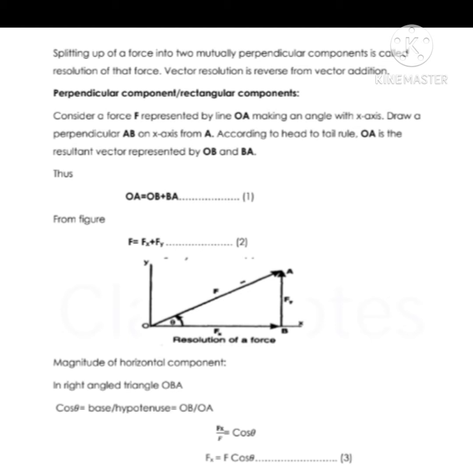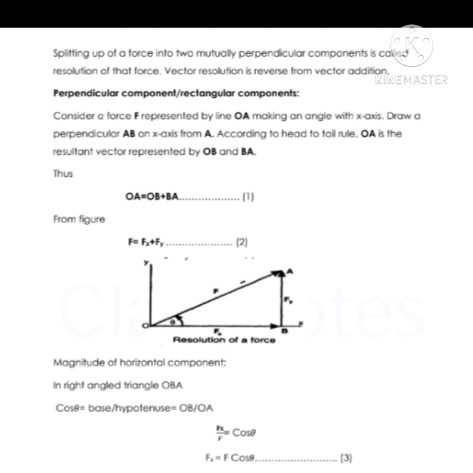For perpendicular or rectangular components, consider a force F represented by a line OA making an angle theta with the x-axis. Draw a perpendicular AB on the x-axis from point A. According to the head to tail rule, OA is the resultant vector represented by OB and BA. So we have OA equals OB plus BA, and OA is represented by the force F, OB is represented by a horizontal force that is Fx, and BA is represented by a vertical force that is Fy, as shown in the figure.